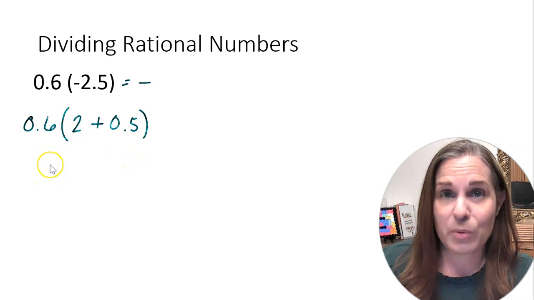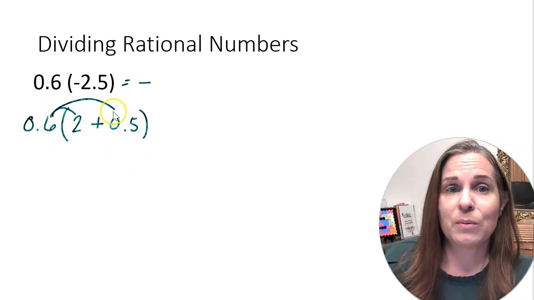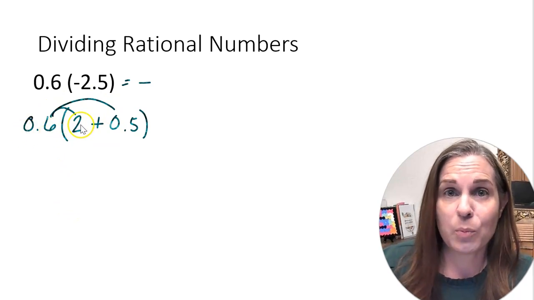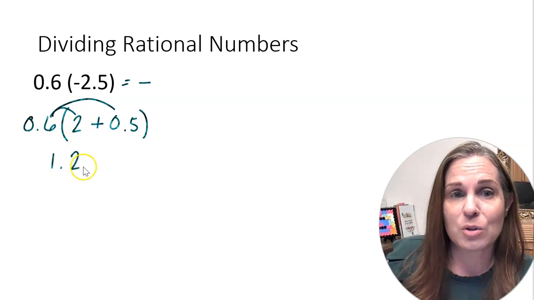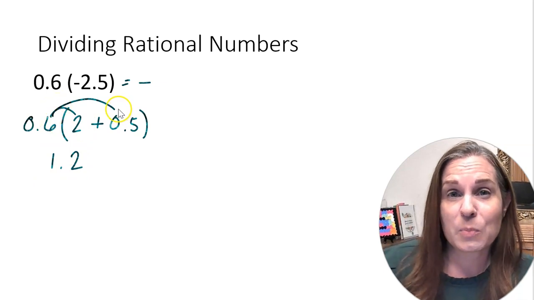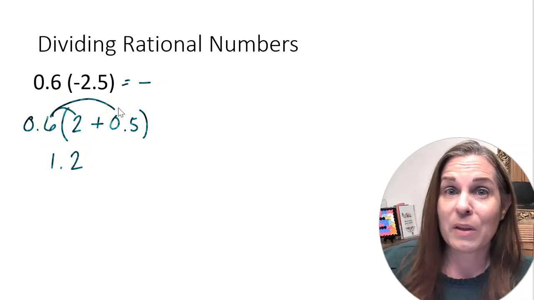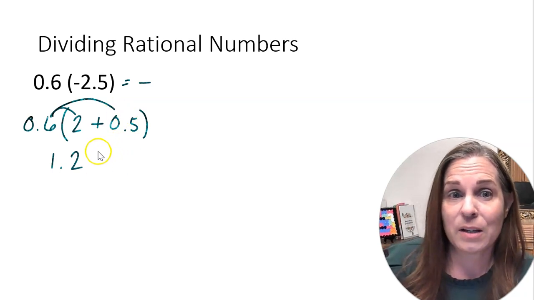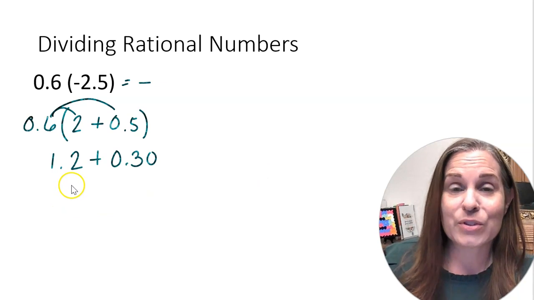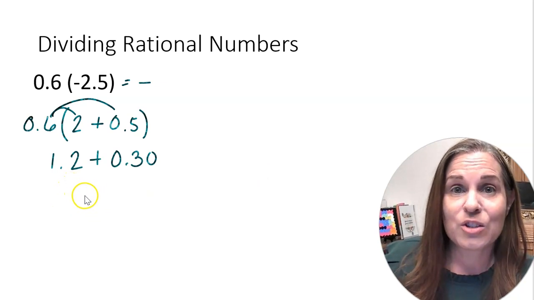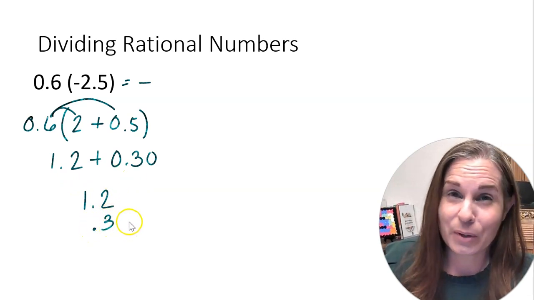And then I can use the distributive property. So I would distribute, which means multiply. 0.6 times 2. If I double 0.6, 0.6 plus 0.6, right, would be 1.2. 0.6 times 0.5, right, would be 30, but you need 2 decimal places, right? So it would be 0.30. And when you add decimals, you do line up the decimal places. So I'd have 1.2 plus 0.30, or I could just put 0.3, right?